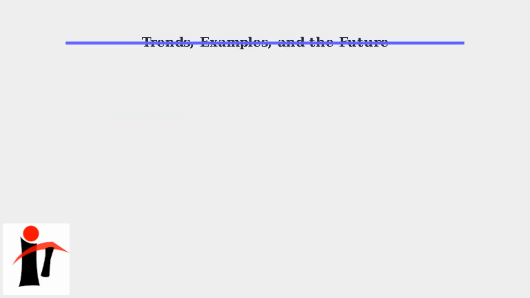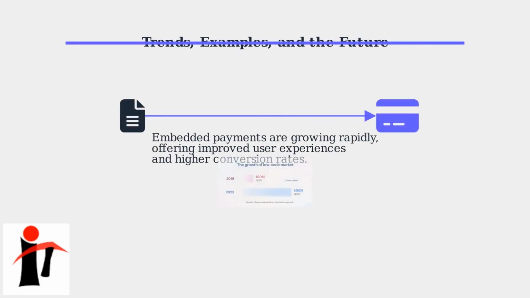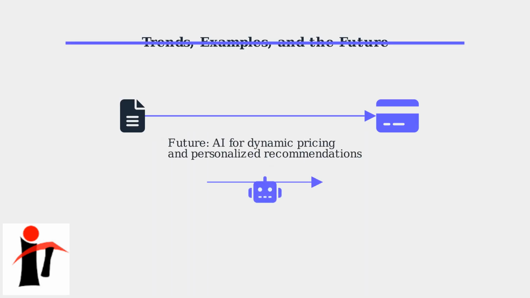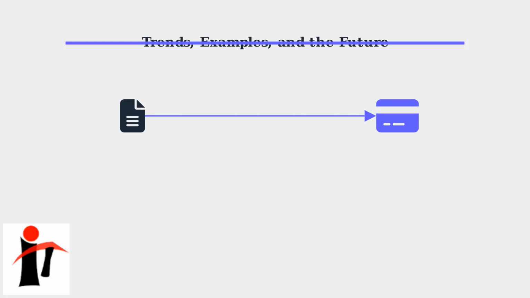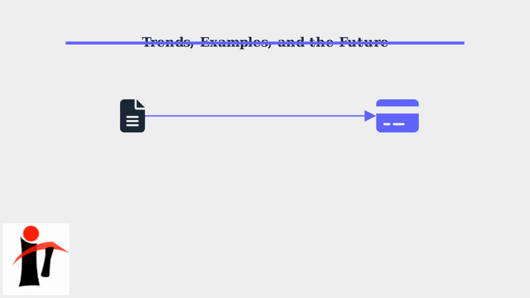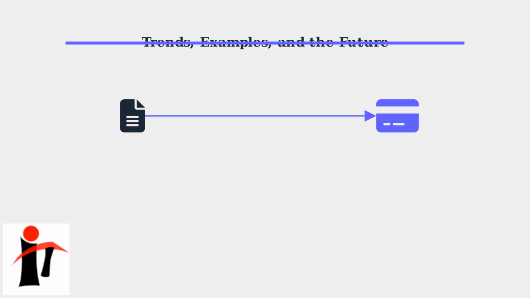Embedded payments are growing rapidly, offering improved user experiences and higher conversion rates. Future integrations may incorporate AI for dynamic pricing and personalized recommendations. The Red Cross used Jotform Stripe for disaster relief forms, collecting millions in donations. A small business, EcoWare, boosted sales by 50% by integrating Stripe into Jotform product order forms.